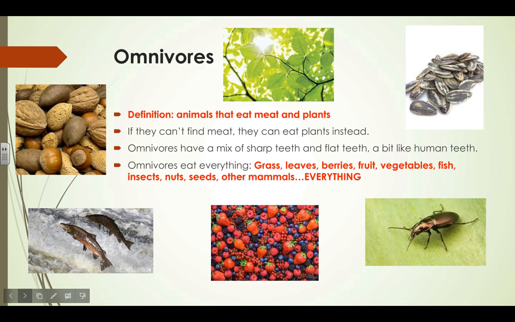Okay, and they have a mix of sharp teeth and flat teeth, which are kind of like ours. So if you feel your teeth, you'll see that you have some sharp teeth, and then you'll have some flat teeth. So we are omnivores as humans.